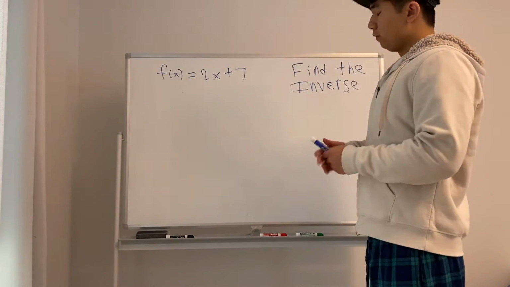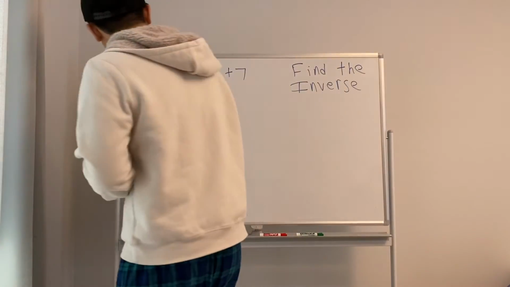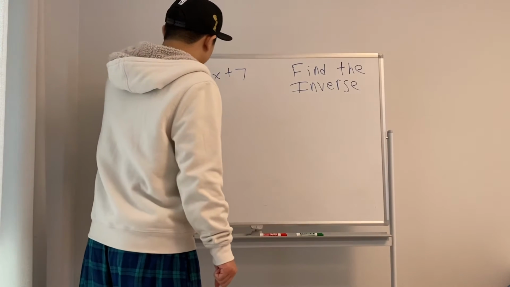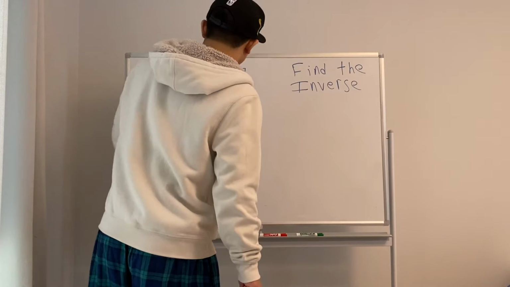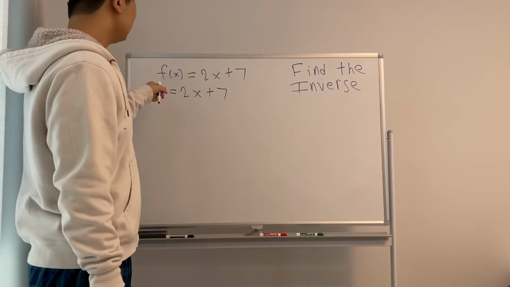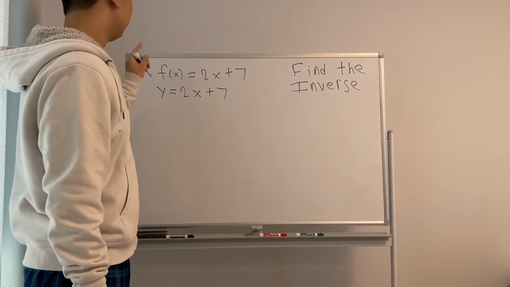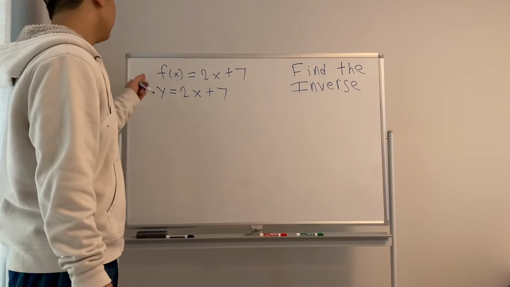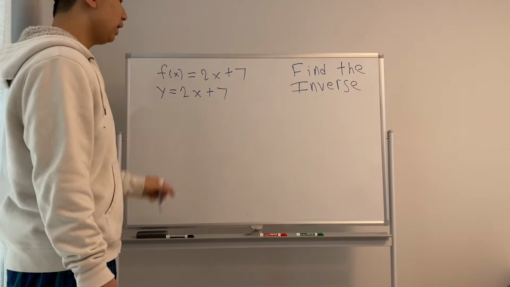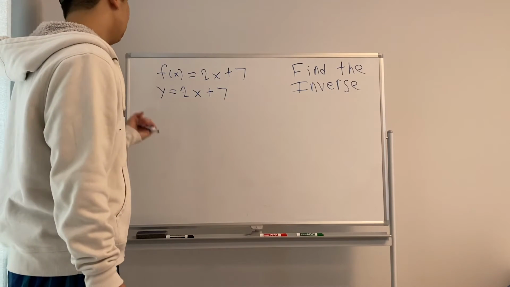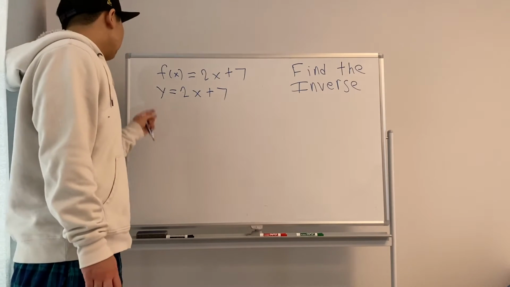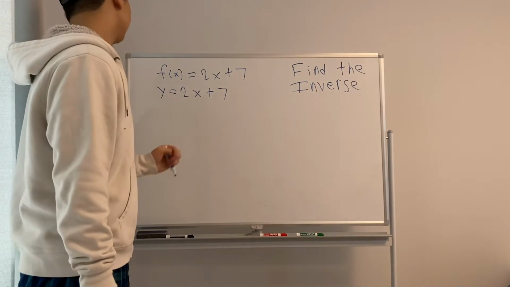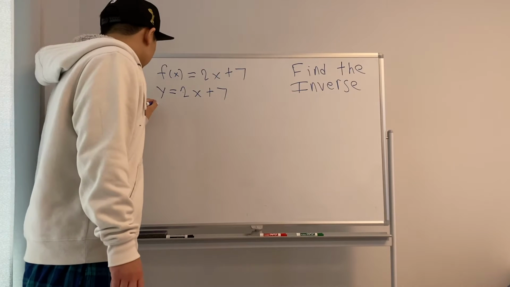So, first thing I do is I rewrite this as y equals 2x plus 7. Now if you don't know why I can do this, you should watch a video on function notation. I might make a video on that later, but for now, if you don't know why I can just make this y, go watch a video on function notation. But now we have y equals 2x plus 7. So now what I do is I swap the x and y's. So I swap their position.